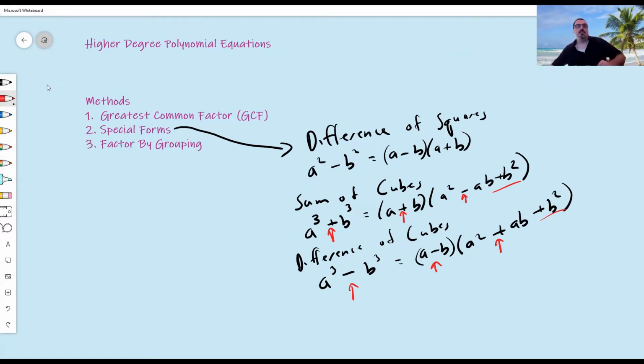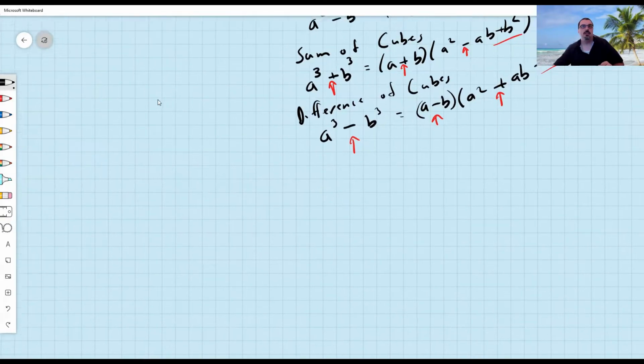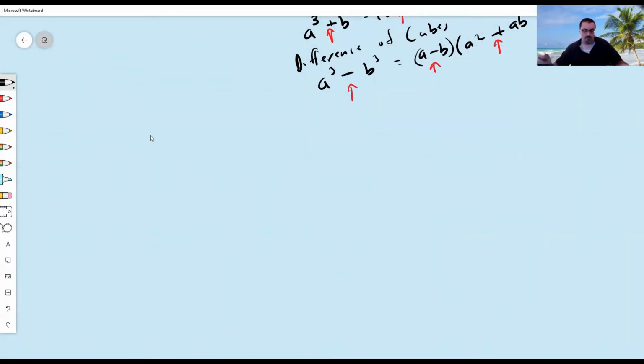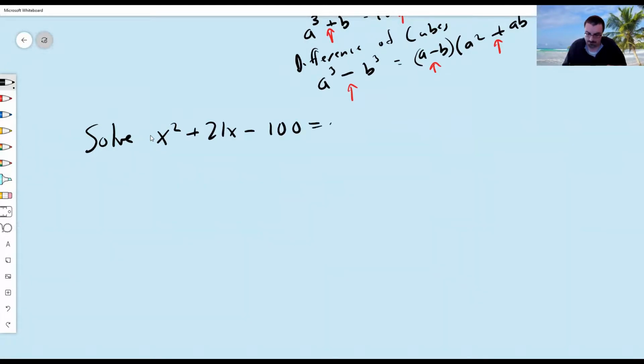Okay, let us do some examples. So solve x squared plus 21x minus 100 equals 0. I'm sorry, that's not right. That's too easy. This should be x to the fourth plus 21x squared minus 100.